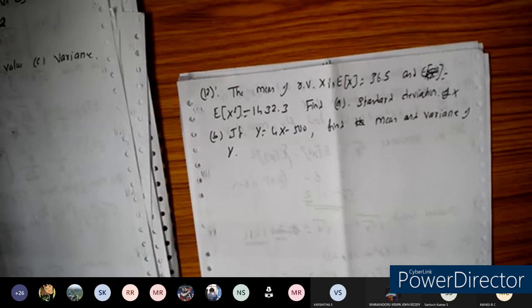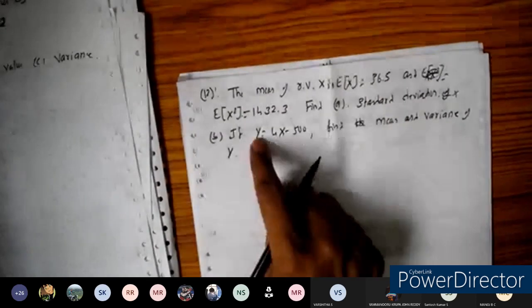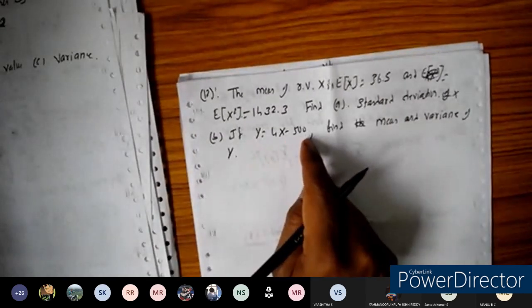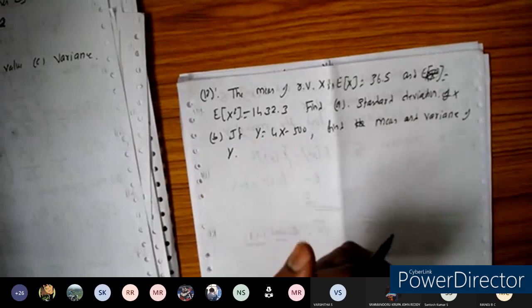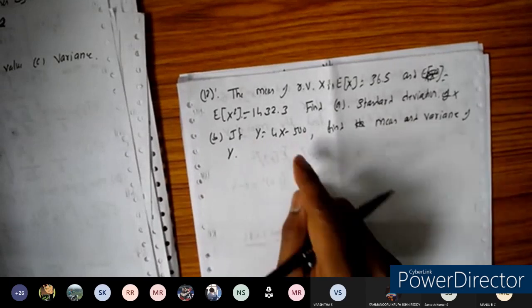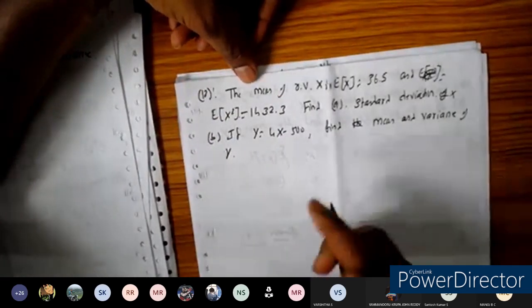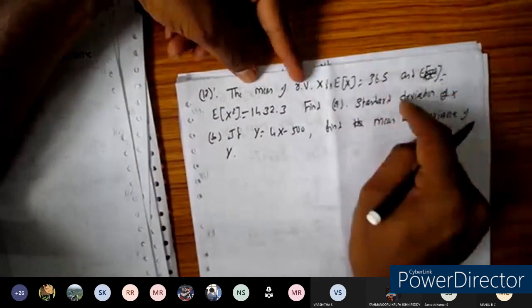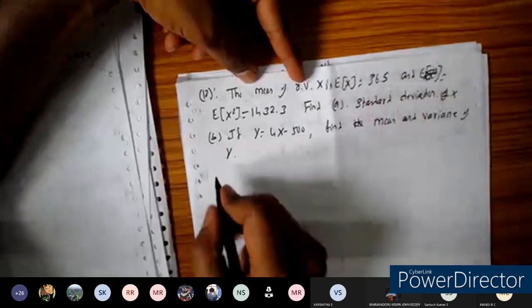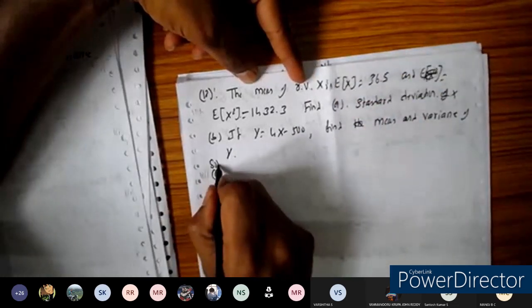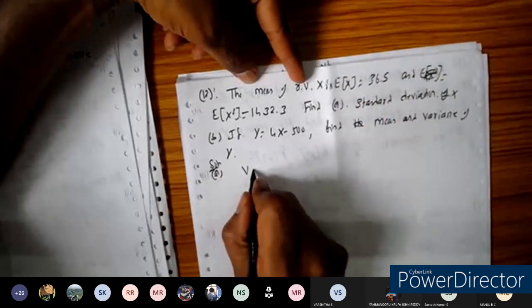This is the transformation of the variables we have seen. It is in the form y is equal to ax minus b. Let us apply that concept here and find the mean and variance of the random variable y. First, let us find the standard deviation. Before that, we find the variance.